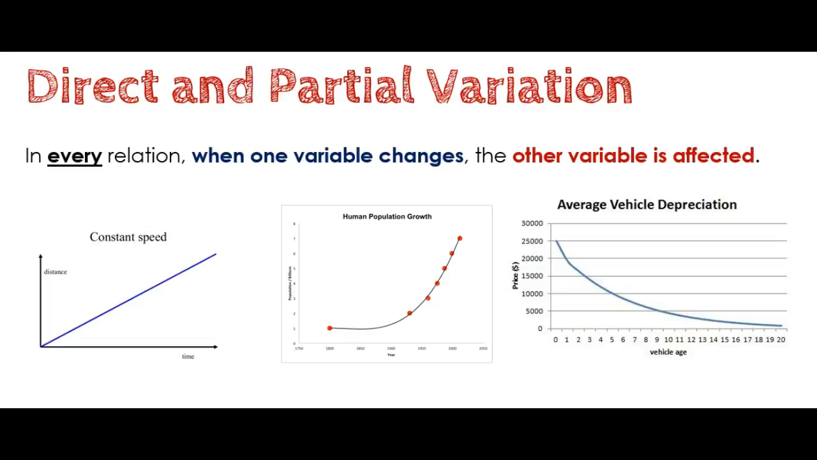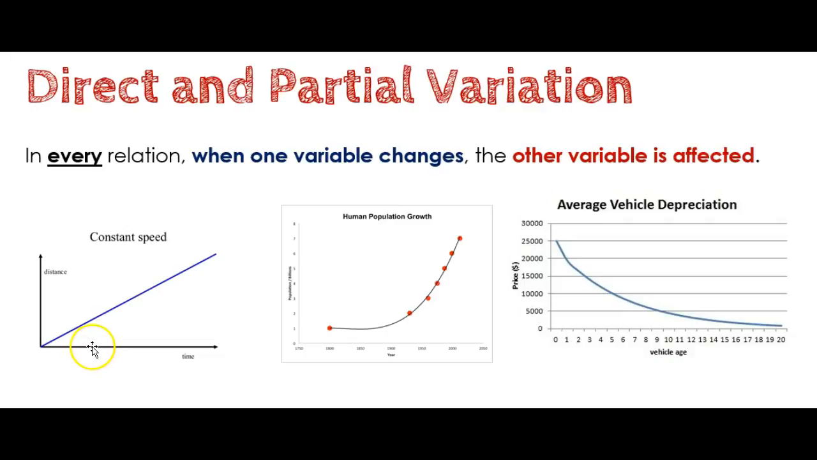So in this lesson, I want to talk about direct and partial variation and what that means when you're looking at a relationship between variables. In every relation, if we decide that there is a relation, we know that when one variable changes, the other variable is going to be affected in some way. Let me explain what I mean.